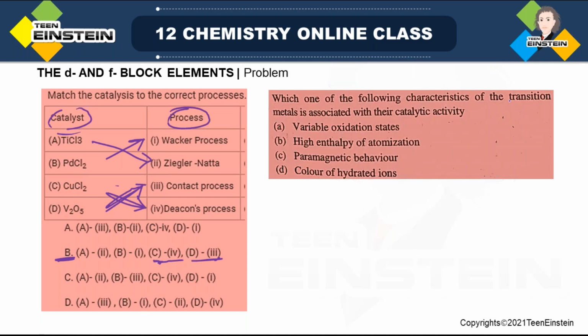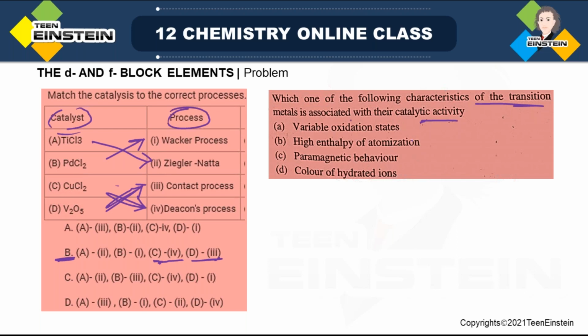Which one of the following characteristics of the transition metals is associated with their catalytic activity? 4 statements are given. Basically, you have to find out which is the actual reason for which they show catalytic activity. And it is very clear, it is the variable oxidation state for which it shows catalytic property. We also have some other reasons.